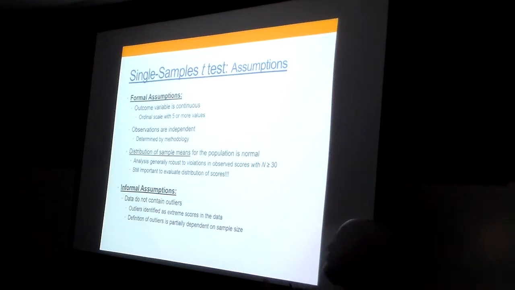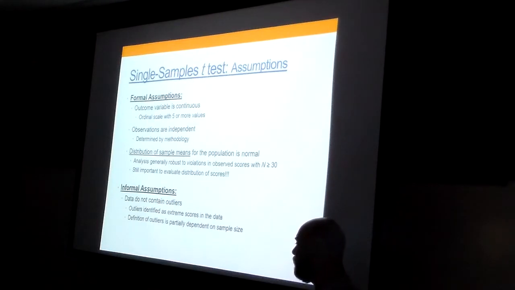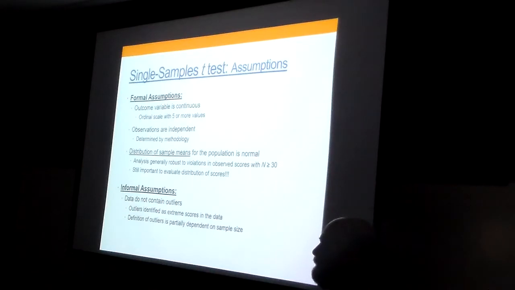Rule of thumb, generally thinking ordinal scale of 5 or more values. And that's a really lower bound minimum, right? If you have any less than 5 values on that, it starts to become hard to treat this or pretend that this is something that approximates a continuous scale.